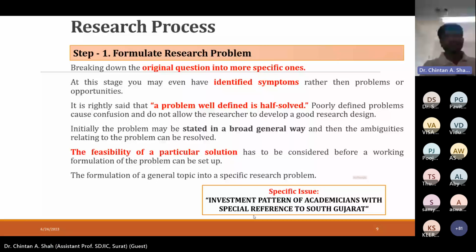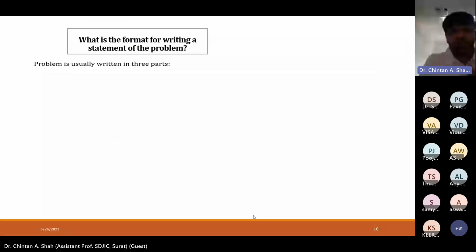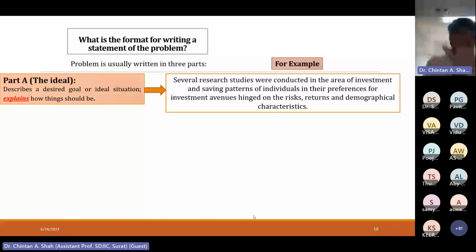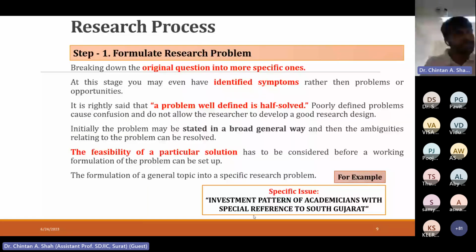Then, when you are formulating the problem, what do you have to consider? The ideal point. Whenever you are formulating the problem, your problem is divided into three parts. One is the ideal. For example, the topic is very simple: investment pattern of academics with special reference to South Korea. The topic is very simple.